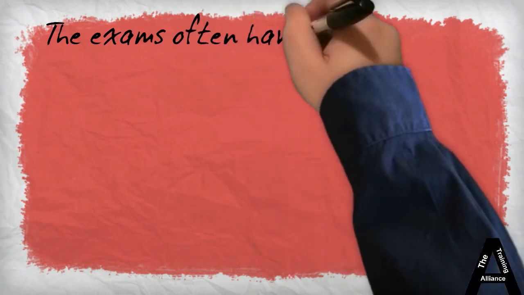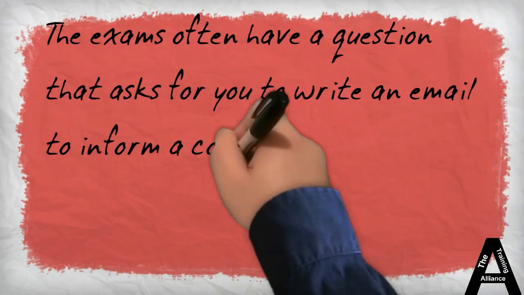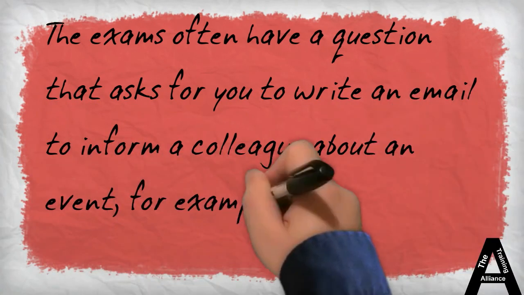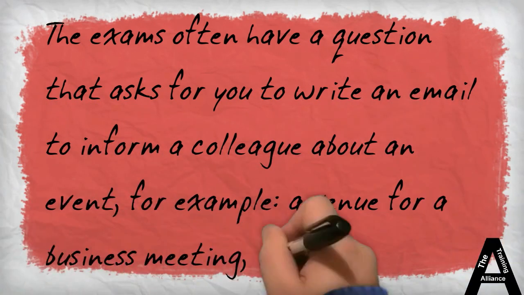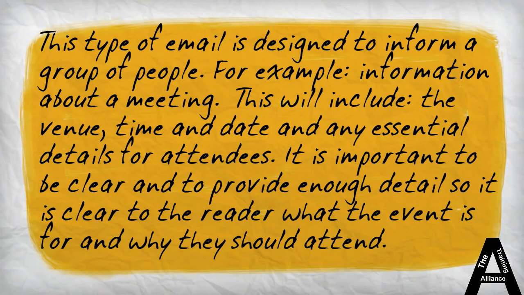The exams often have a question that asks you to write an email to inform a colleague about an event. For example, a venue for a business meeting, its time and its date. This type of email is designed to inform a group of people. For example, information about a meeting. This might include the venue, time and date, and any other essential details for the attendees.